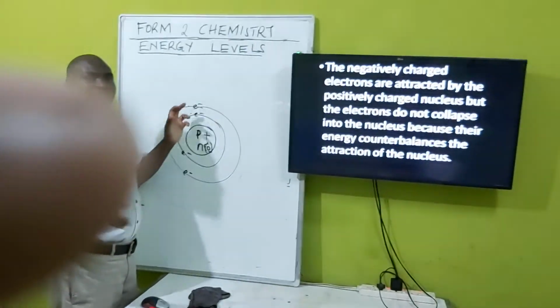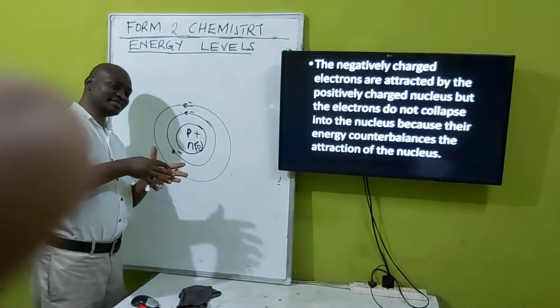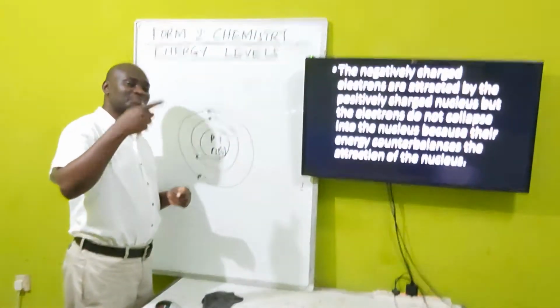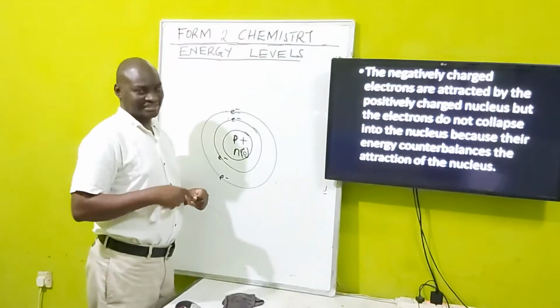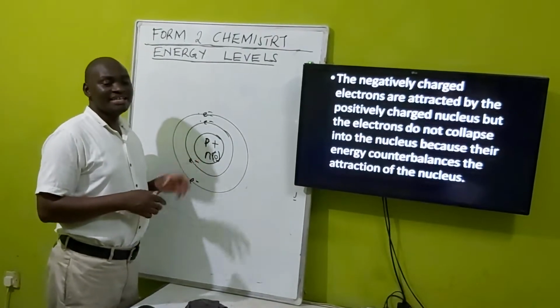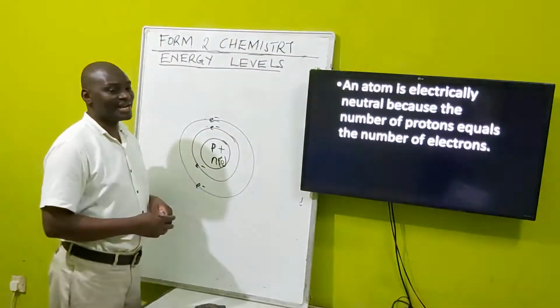But these electrons cannot collapse. They cannot move into the nucleus because of their speed. Their speed balances the attraction by the nucleus. So there's that state of balance.